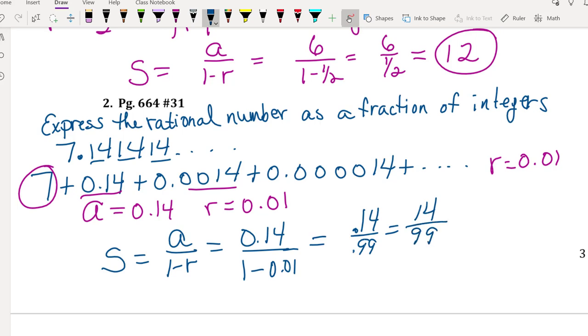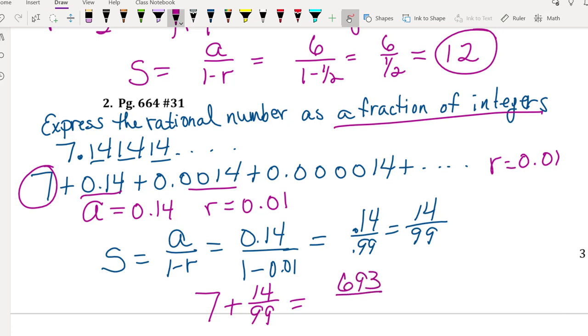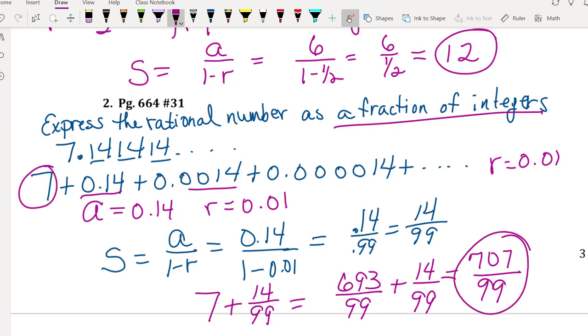And then all I have to do is add 7 to it. So I have 7 plus 14 over 99. Now we want it as a fraction, so I'll have to change 7 to a common denominator. And that comes out to be 693 over 99 plus 14 over 99. And that's going to equal 707 over 99. And you can check that in your calculator, and you will get this decimal.